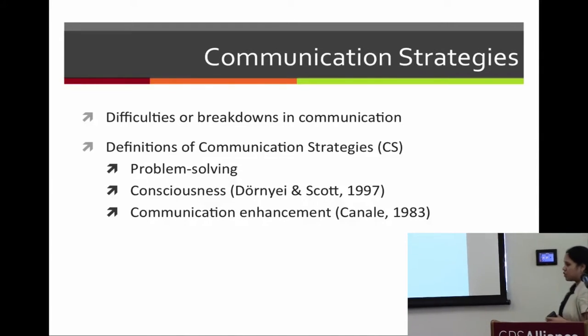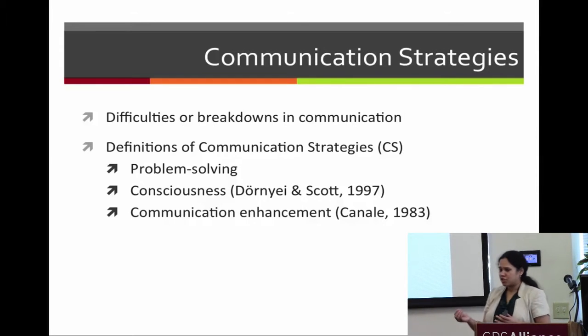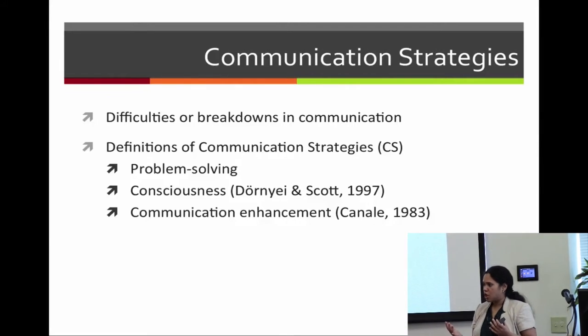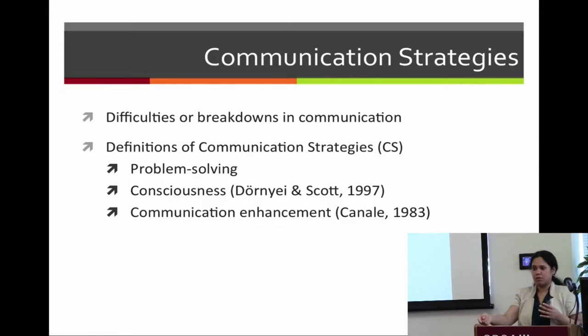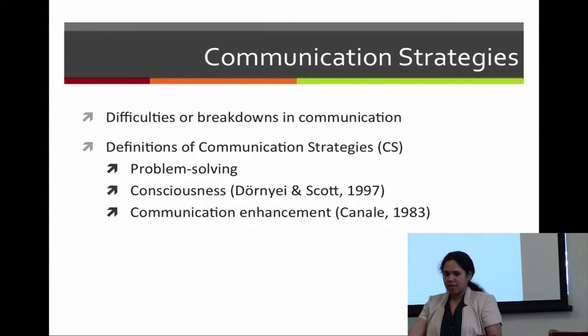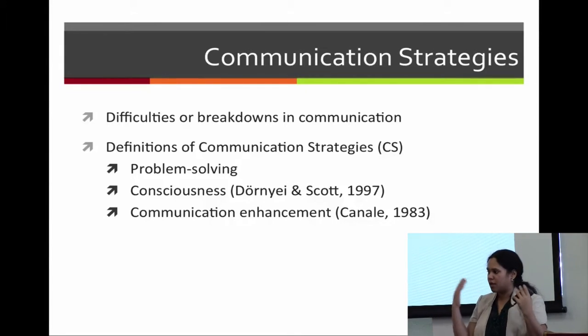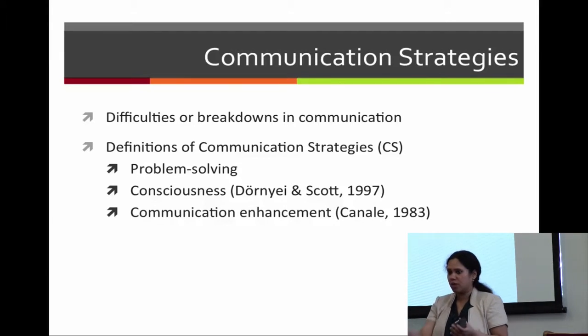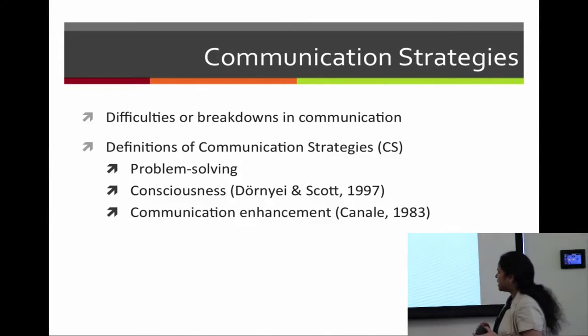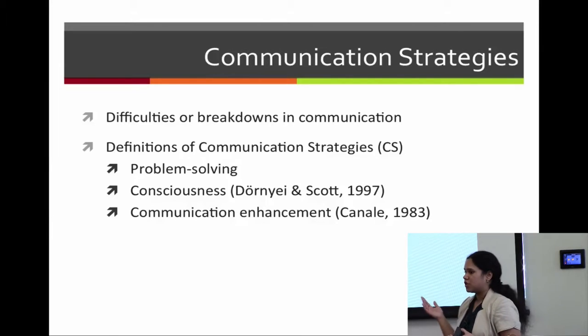The second is consciousness. Now, the strategy a user uses depends not just on his individual preferences or capabilities, but also on whether the listener is able to understand what he's trying to say. So now I might use gestures to explain something to you, but if you're not able to understand that, I need to possess the metacognitive skill to choose immediately a different strategy so that you understand what I'm trying to say. Hence, consciousness. And the last is communication enhancement.